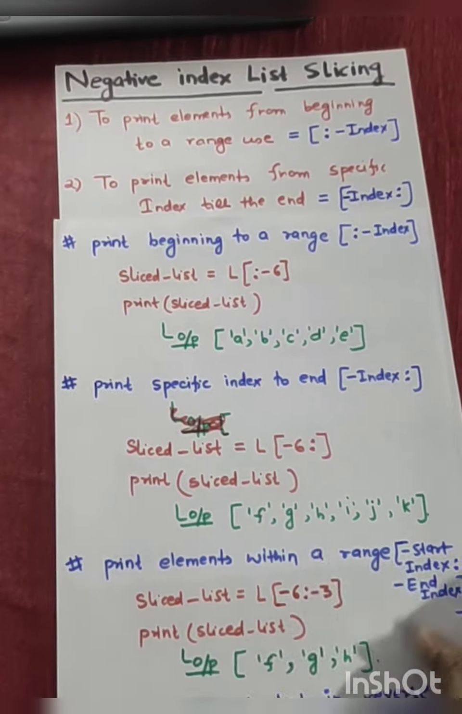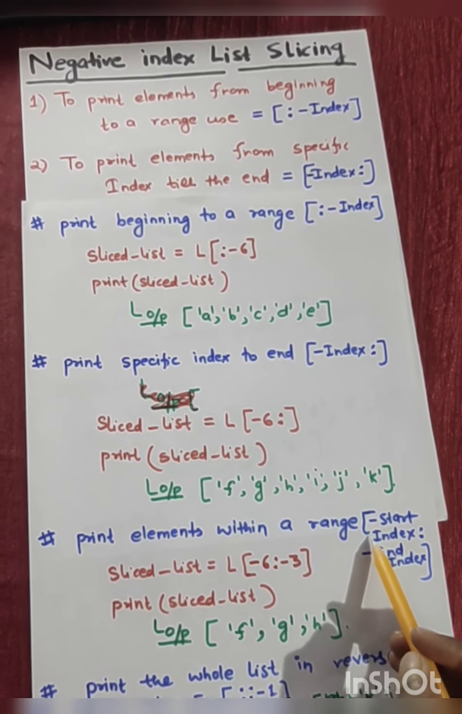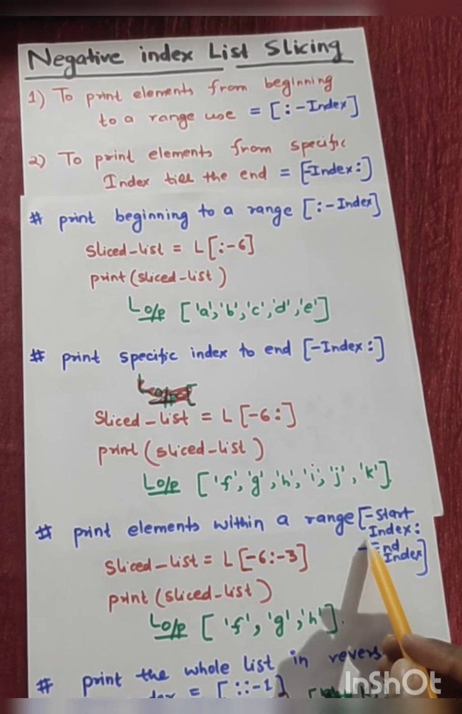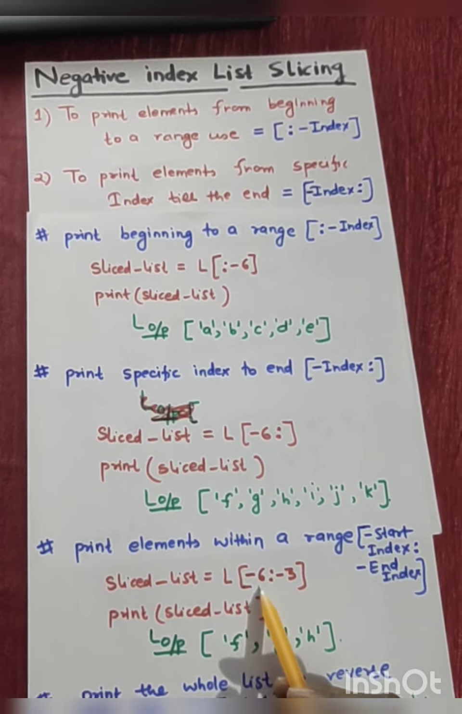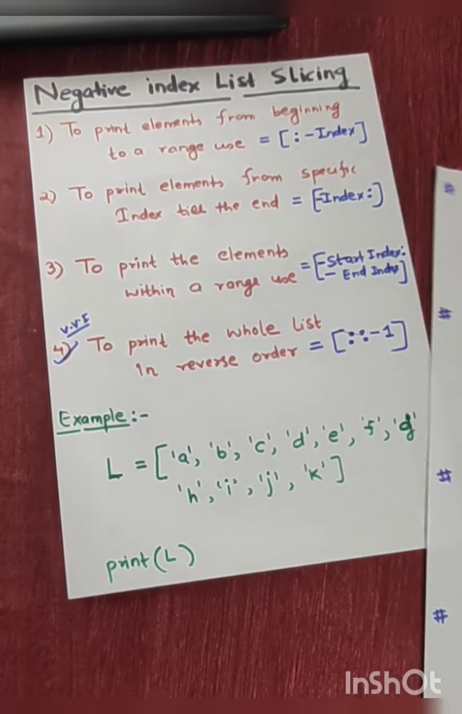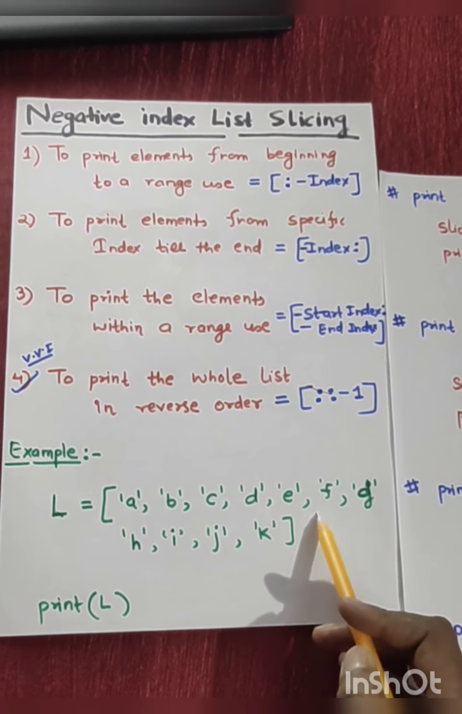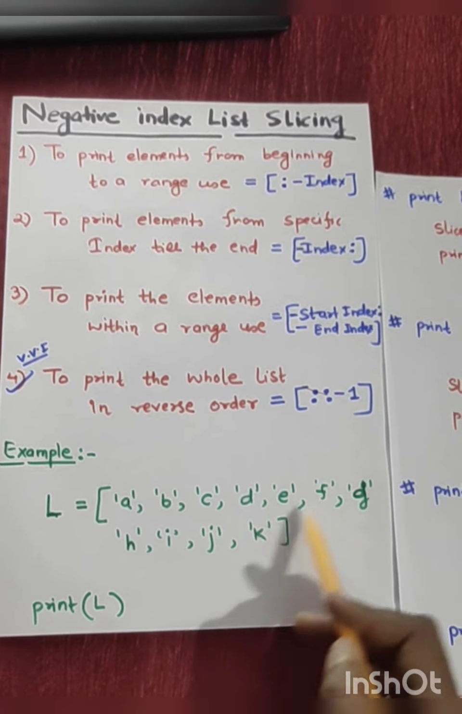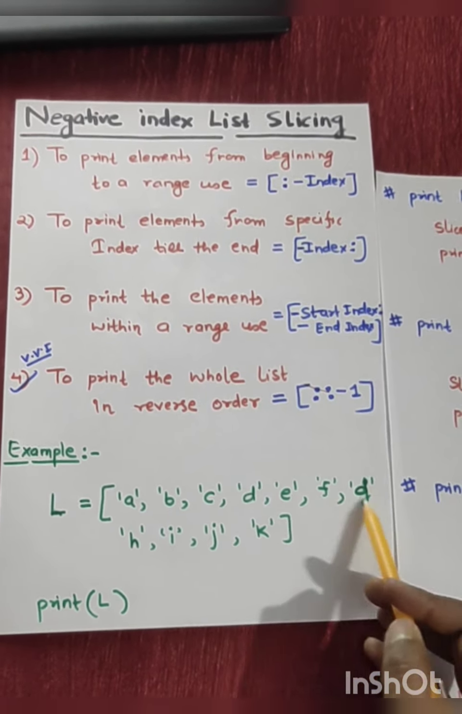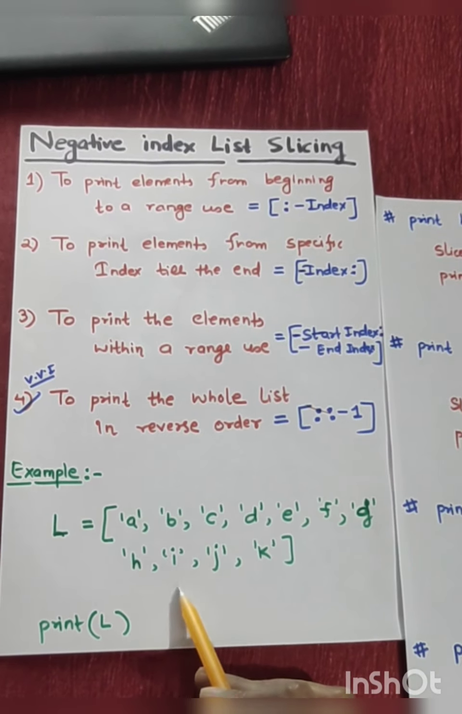The third one is to print the elements within a range. I have to mention a start negative index and an end negative index. So L minus 6 colon minus 3. Minus 1, minus 2, minus 3, minus 4, minus 5, minus 6. Minus 6 to what? Minus 3. So what is the output? F, G and H. You know that the end index is excluded, it will take end minus 1.